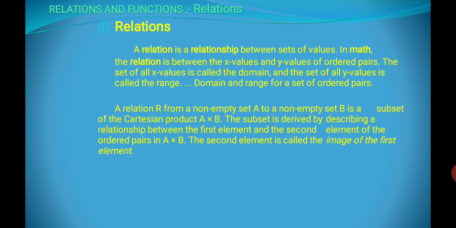A relation R from a non-empty set A to a non-empty set B. There are two sets A and B, and the relation from A to B is a subset of the Cartesian product A cross B. When we take the Cartesian product of A and B, then the subset is derived by describing the relationship between the first element and the second element of the ordered pair. The relationship shown from A to B is the relation between A and B. The second element is called the image of the first element. Let me take an example, after that you will be clear.